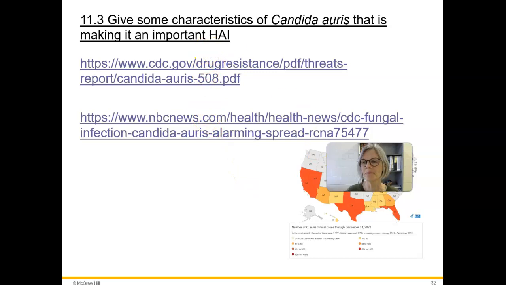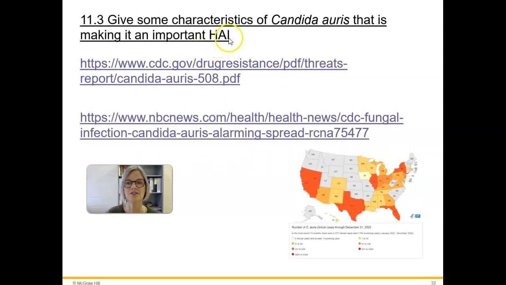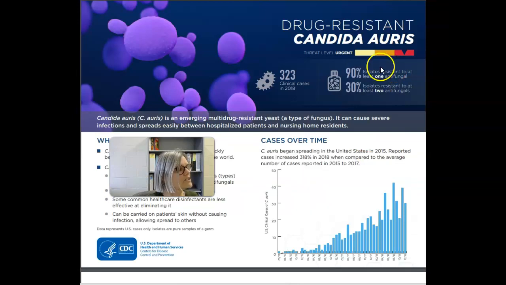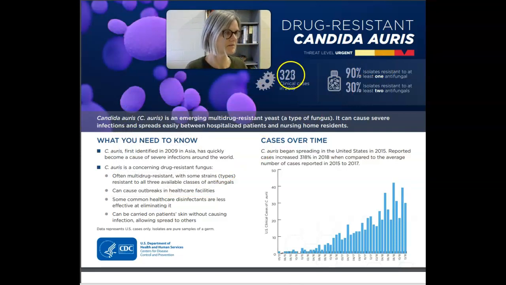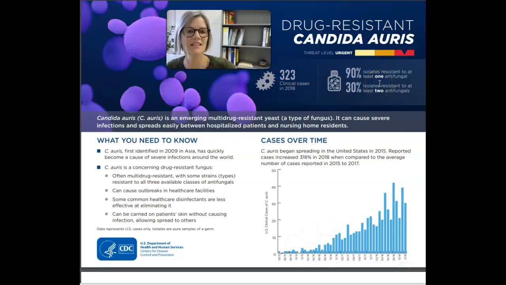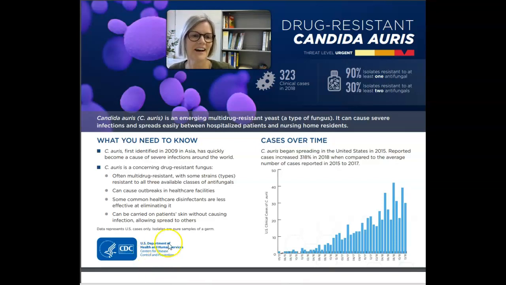I wanted to give you some examples of some common healthcare-associated infections. And here's one we want to talk about, Candida auris. I wanted to show you something I found on the CDC website. The CDC is the Centers for Disease Control and Prevention, and they have all sorts of great information about everything. Lots of things about disease and infectious disease and whatnot.